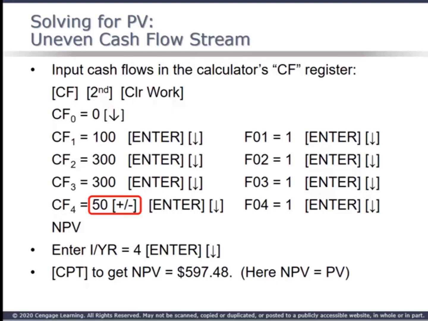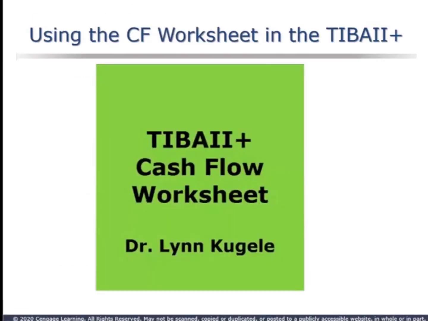The TI Business Analyst 2 Cash Flow Worksheet video tutorial posted with this lesson walks through an example as well, with a calculator simulator on the screen so you can follow the keystrokes. This is the video that covers using the CF worksheet step by step. It also covers how to find the future value of an uneven cash flow stream, a function not provided in the TI Business Analyst 2 student version. The tutorial is posted with this lesson, and I recommend that you watch it and work through the examples with your own calculator to be sure you're comfortable with using the cash flow worksheet, because we're going to be using it quite a bit in the coming lessons.